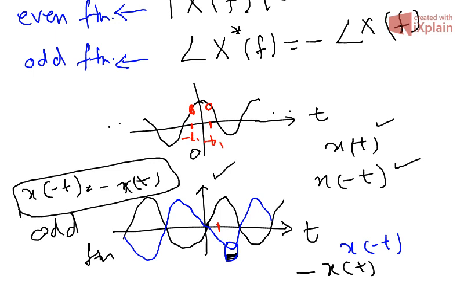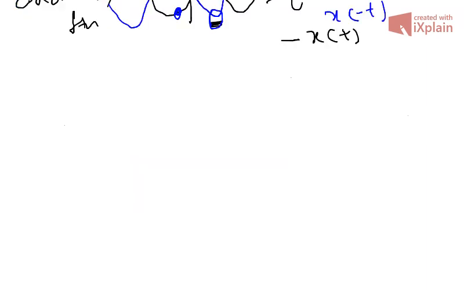But here, in the odd function, if you select an instant t1, you have a value, and for the same instant minus t1, you will have the same magnitude, but negative. So this property, x of minus t is minus x of t, can be observed in the odd function and the even function. So this is for the odd and even functions.